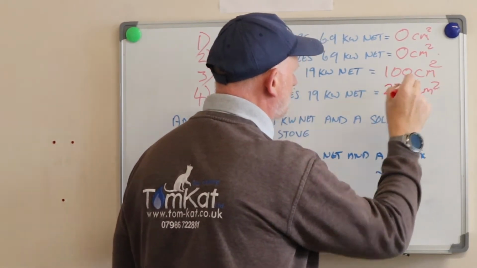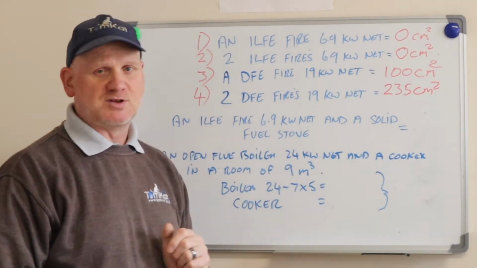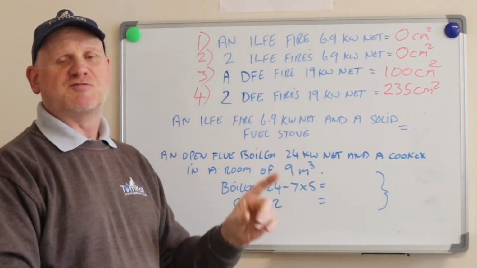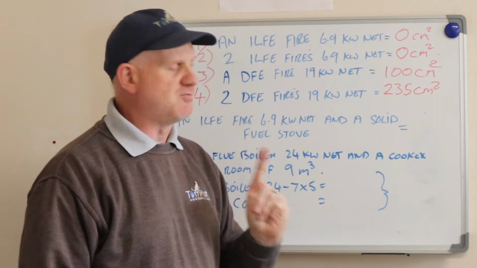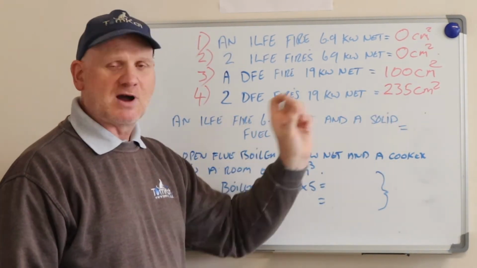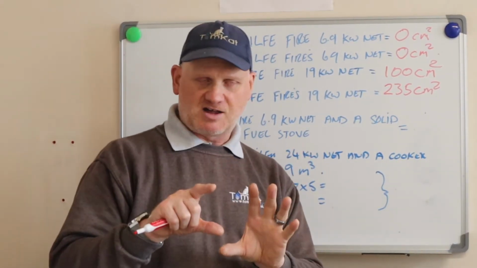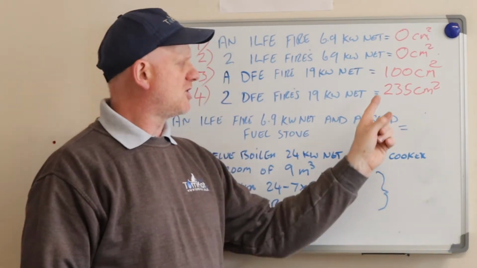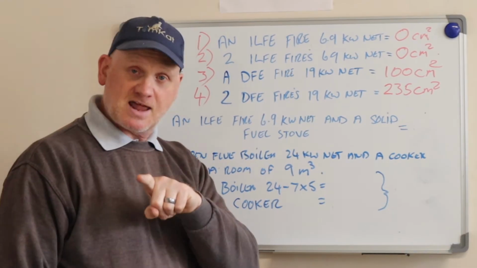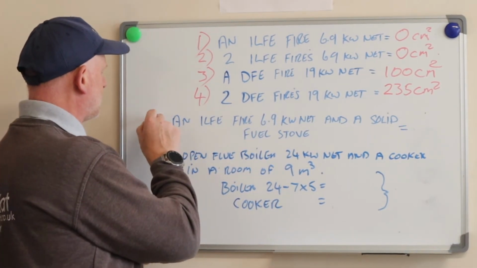235 centimetres squared. Because each fire would require 100 centimetres squared, and then you can only add adventitious air for one gas appliance in the same room. So because the 100 is a standard, we have to add on adventitious air, which is 35. So 7 times 5, 35. So it becomes 235 centimetres squared. Did you get that one? Good if you did.